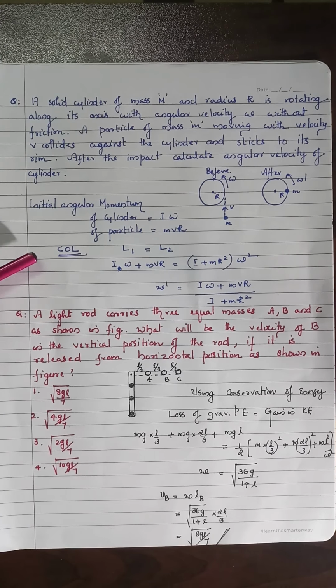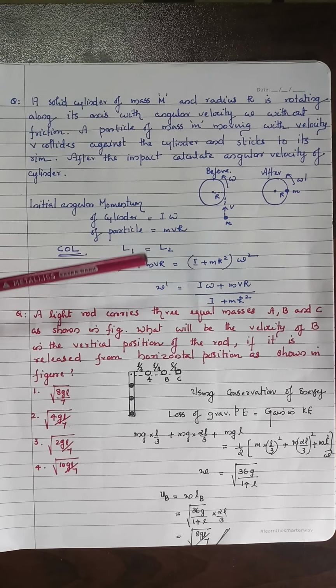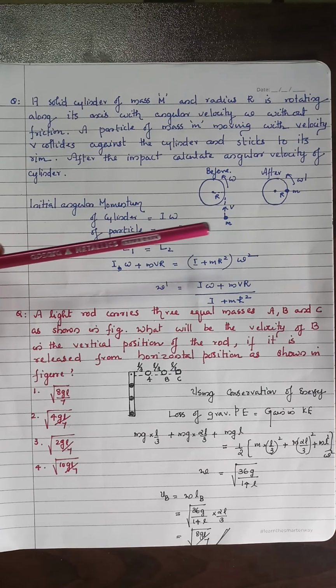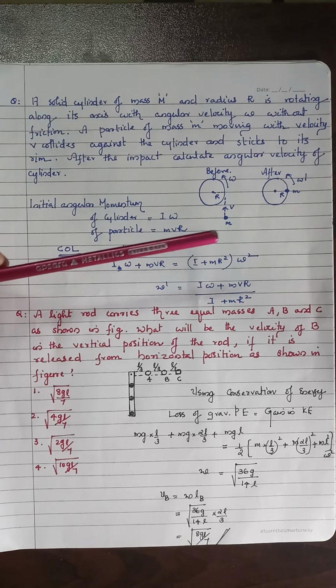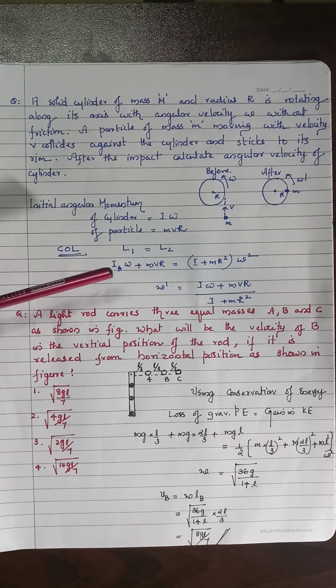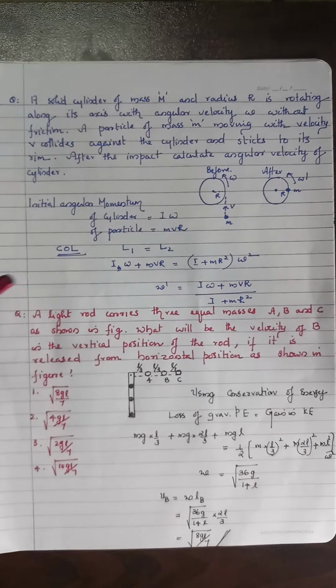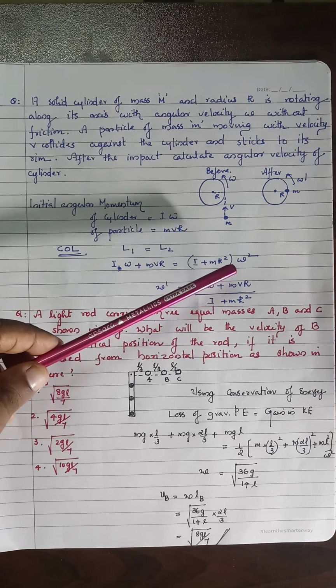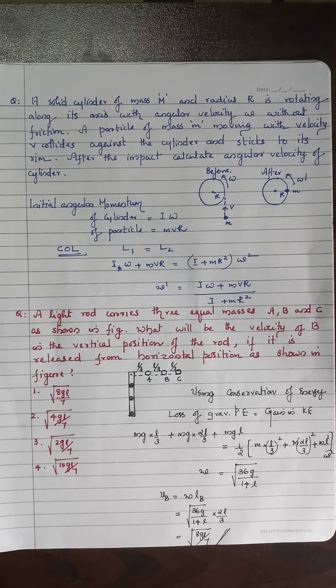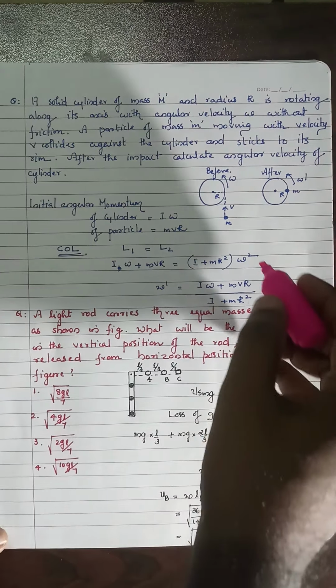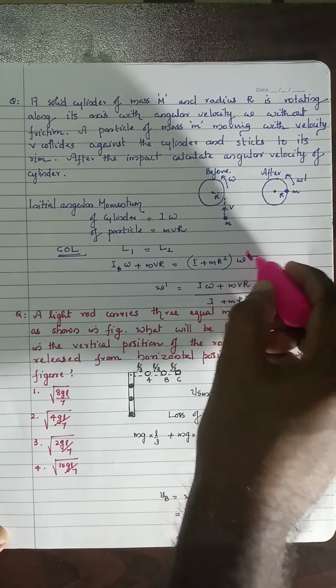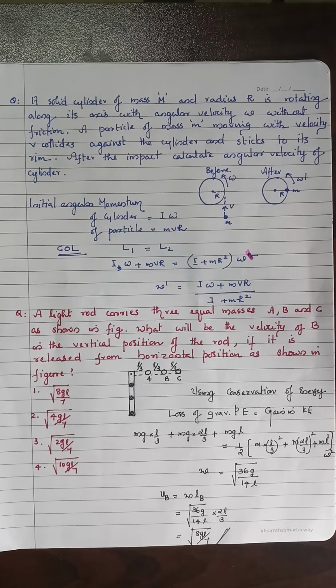But by the application of conservation of angular momentum, before and after they are the same, so L1 should equal L2. But after the collision, what happened? The particle sticks to the cylinder, and hence we can say that (I plus m r square) into omega dash, and hence omega dash is equal to (I omega plus mvr) by (I plus m r square). A good question is waiting again.